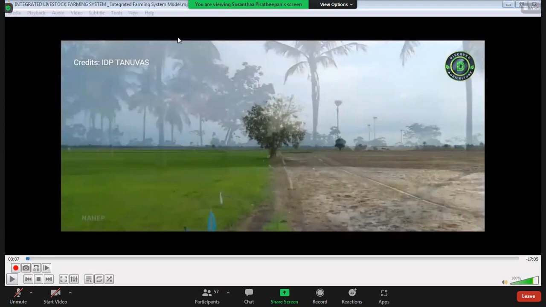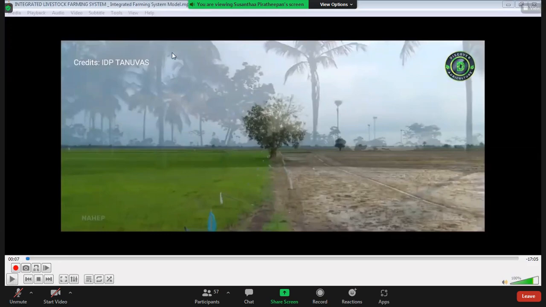Can you see the slides? Not slides, the video? Yes, ma'am. Okay, very good. And I think you can understand the English. And please note the types of integrated farming systems that are displayed in the video. Okay.